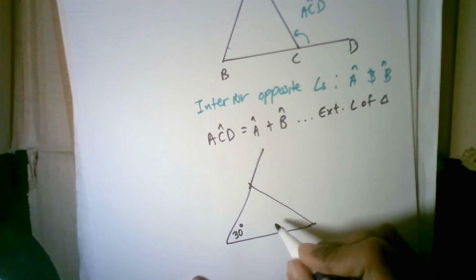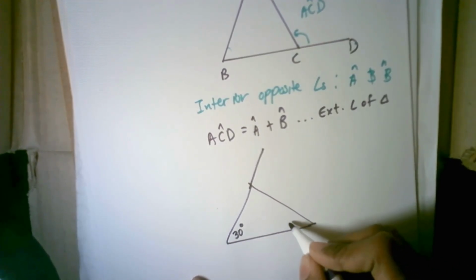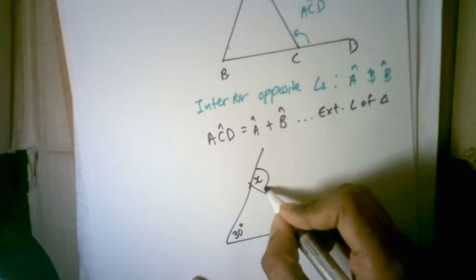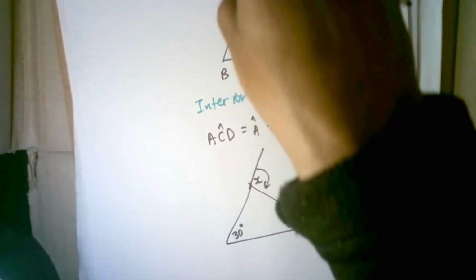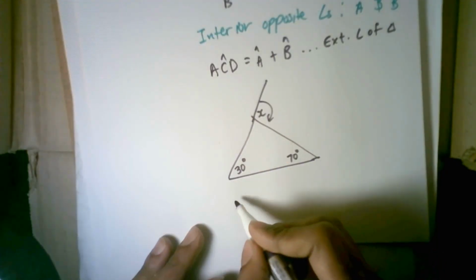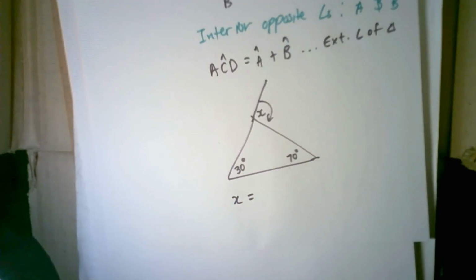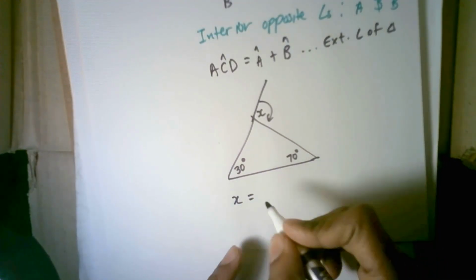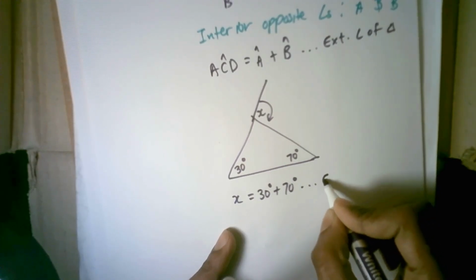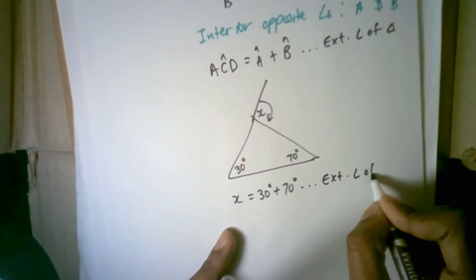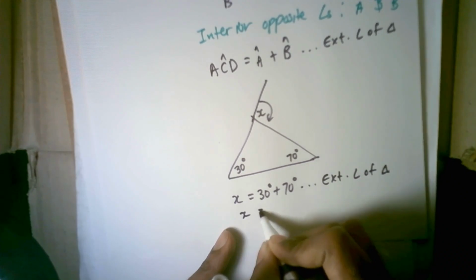Now x is regarded as the exterior angle of the triangle. So to solve for x, all I can say is that x is equal to the sum of the interior opposite angles. So x is equal to 30 degrees plus 70 degrees, and the reason for that is exterior angle of triangle. So x is equal to 100 degrees, and that is my final answer. So this sums up the content that we have looked at so far with regards to triangles. Thank you.